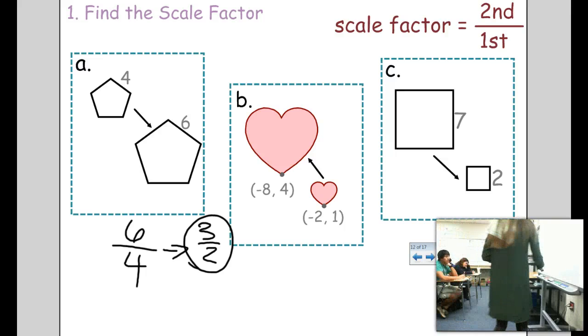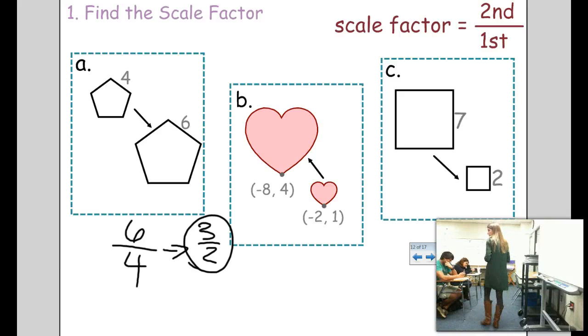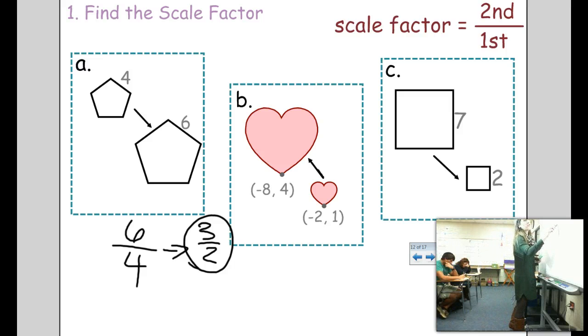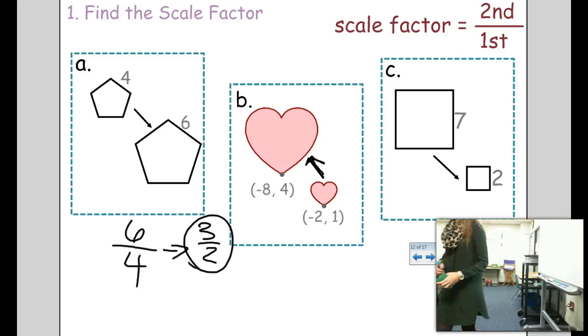Okay, everyone do B. Write your answer on your paper. What is the scale factor for that heart? Look at which way the arrow is going. Be careful. Which figure is the second figure? Is it getting bigger or smaller? Let me rephrase my question. Is it getting bigger or smaller? That shape got bigger. So your answer better be greater than 1.